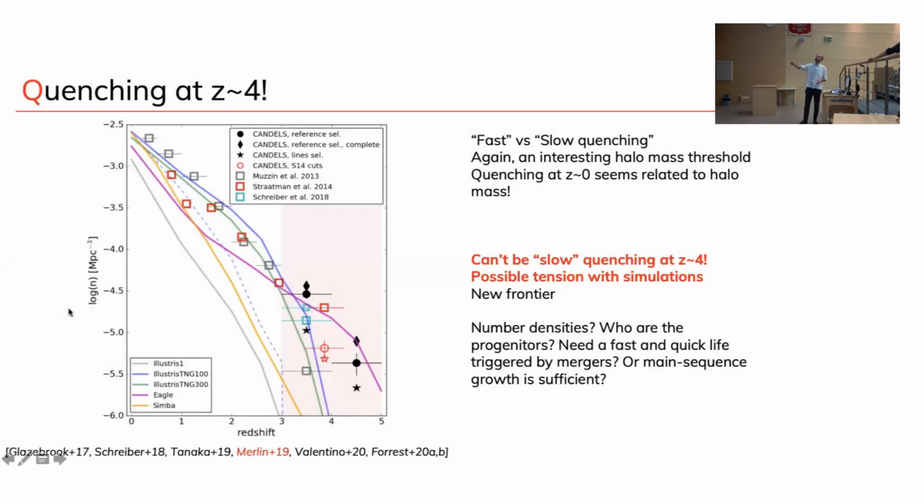You do have Illustris, Eagle, Simba. I think these are state-of-the-art cosmological simulations that try to reproduce things at lower redshift, so they're benchmarked against whatever, like the stellar mass function and so on and so forth. And then you just see what happens at higher redshift, and you might fall short.